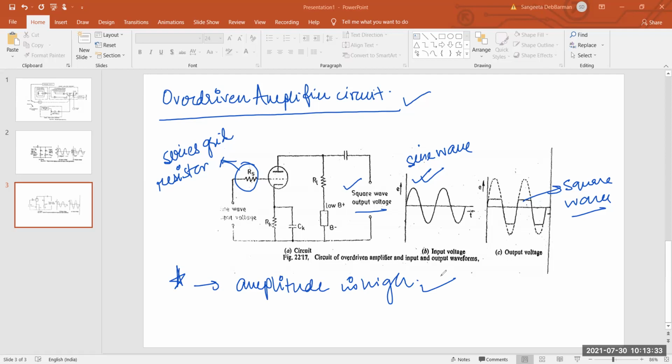Now we will move to the next one, that is the Schmitt trigger circuit. So let me show you the Schmitt trigger.